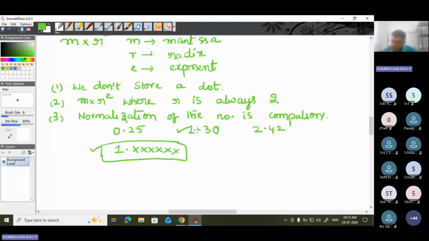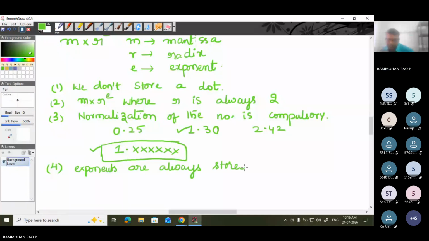Okay. So point number 4 is, exponents are always stored as a positive number using bias.